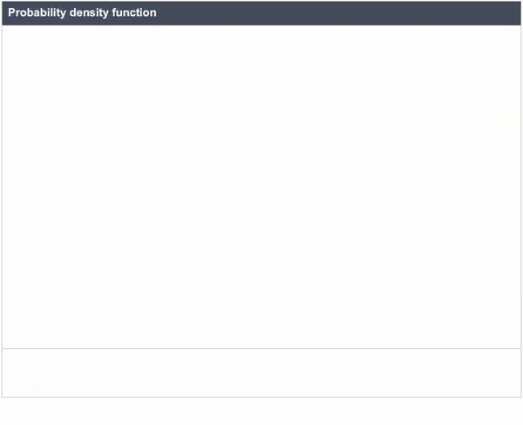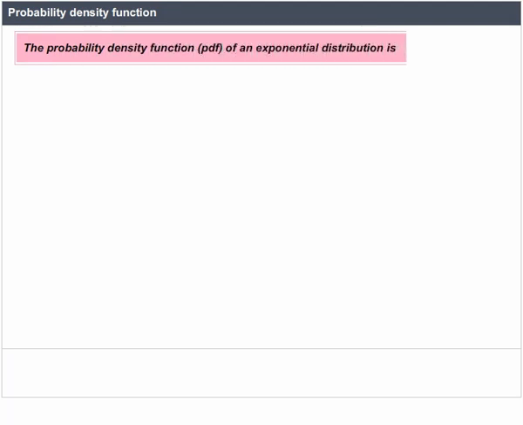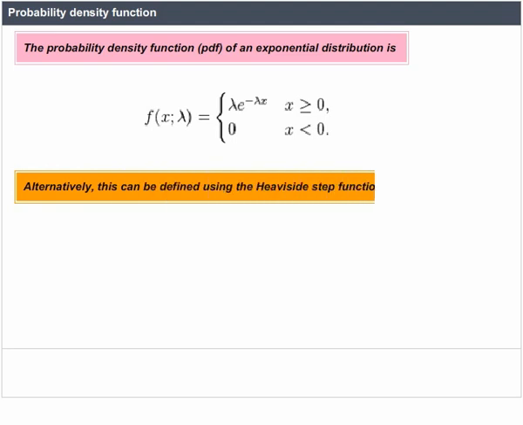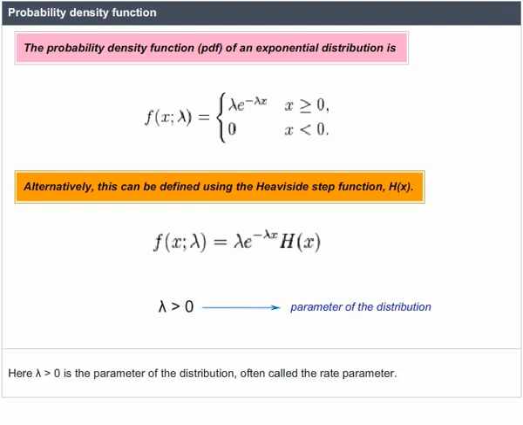Probability density function. The probability density function of an exponential distribution is f of x comma lambda equal to lambda e power minus lambda x for x greater than or equal to 0, and 0 for x less than 0. Alternatively, this can be defined using the Heaviside step function h of x: f of x comma lambda equal to lambda e power minus lambda x h of x. Here, lambda greater than 0 is the parameter of the distribution, often called the rate parameter.